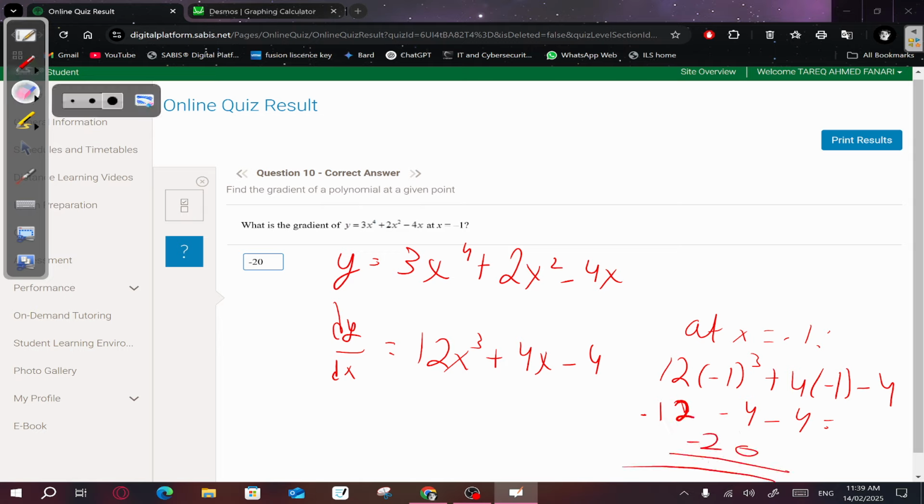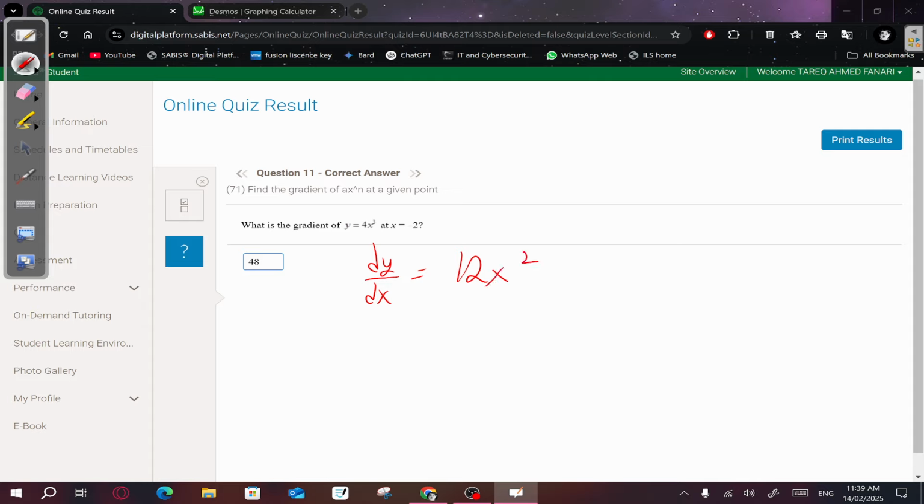Okay, question 11. Very easy. dy by dx straight away is going to be 12x squared at x equals -2. dy by dx equals 12 times 4, because again, any number squared is going to be a positive number. 12 times 4 is 48, and 48 is my final answer.